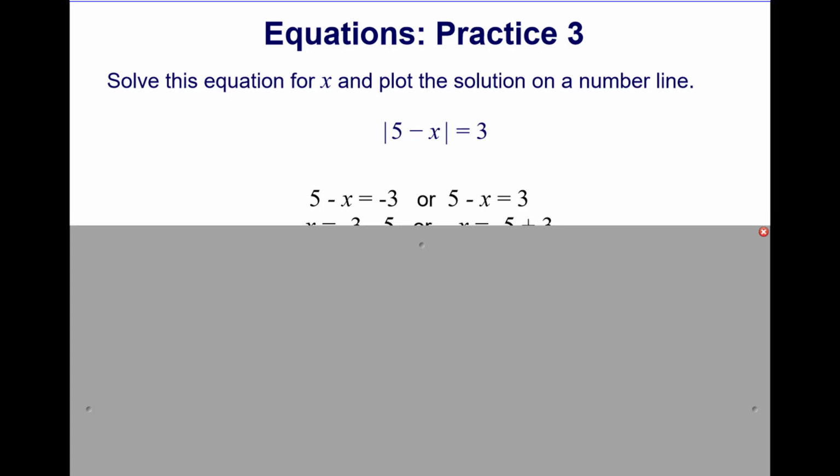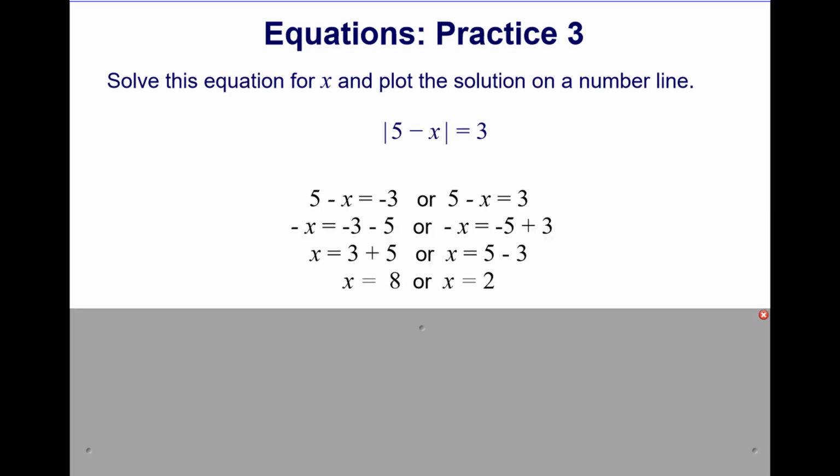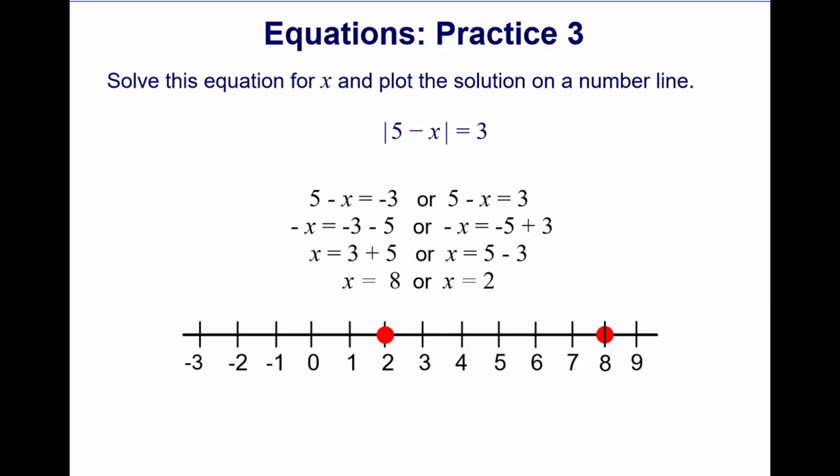positive 3. Using our basic Algebra 1 solving procedures, we've determined that x is equal to 8 or x can equal 2. Now let's plot them on a number line. Here we have x is equal to 2 and x is equal to 8.